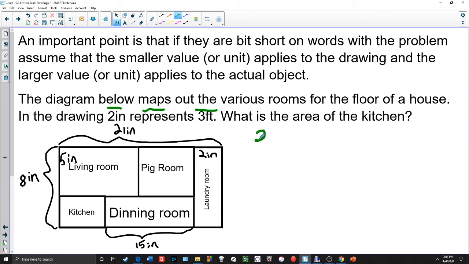So let me go ahead and write that down here. 2 inches represents 3 feet. And it says 2 inches in the drawing, so I'll put drawing over actual. 2 inches in the drawing, 3 feet in the actual. What is the area of the kitchen?